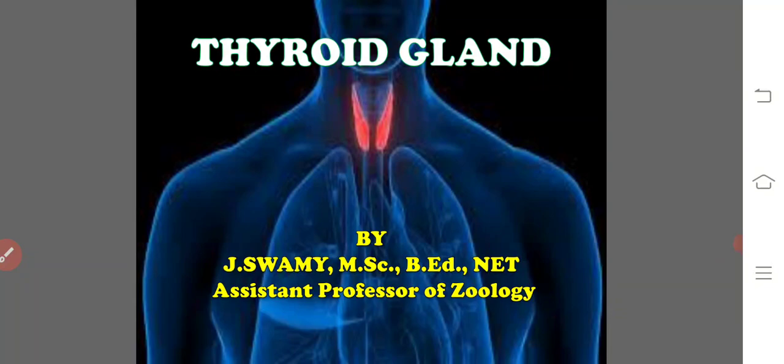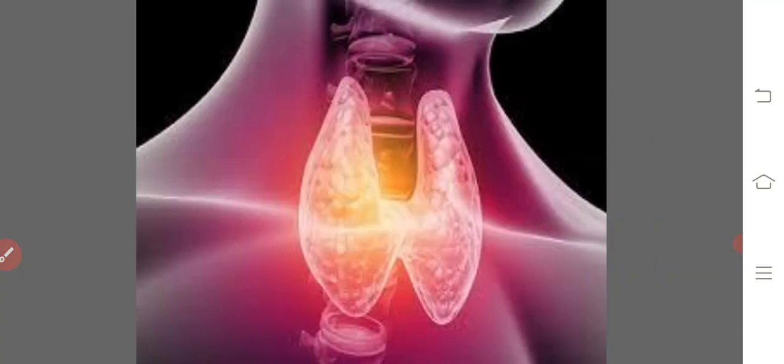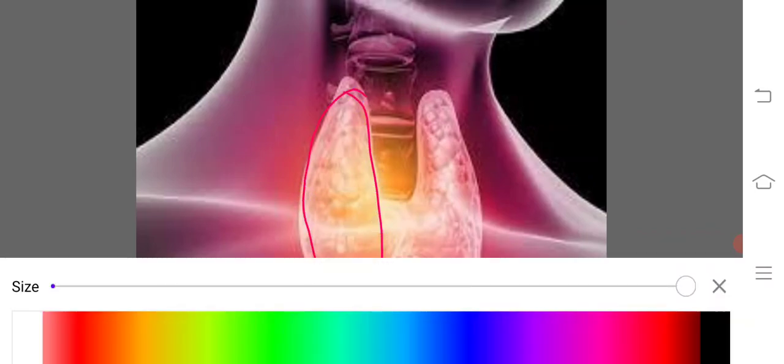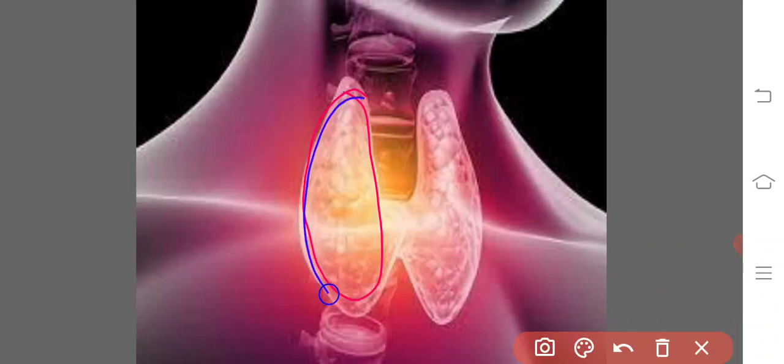In this class, we are going to discuss another important endocrine gland, namely the thyroid gland. Here, we are visualizing the thyroid gland. The thyroid gland consists of two lobes.